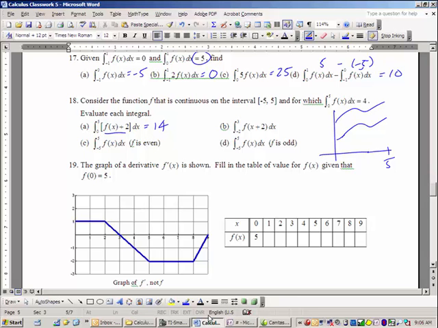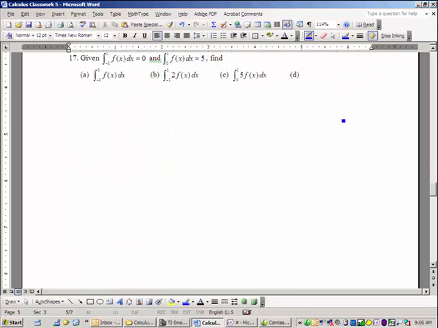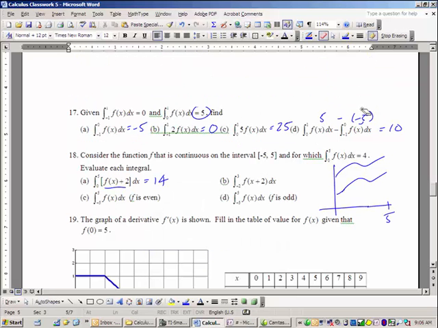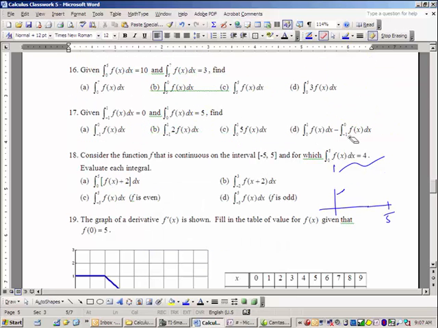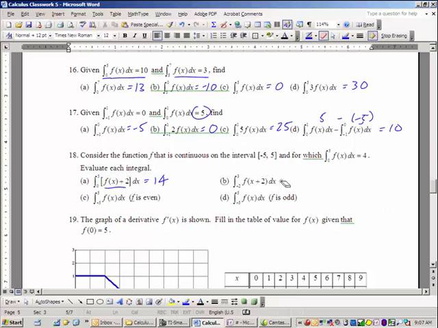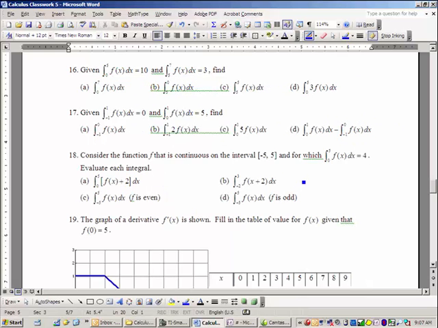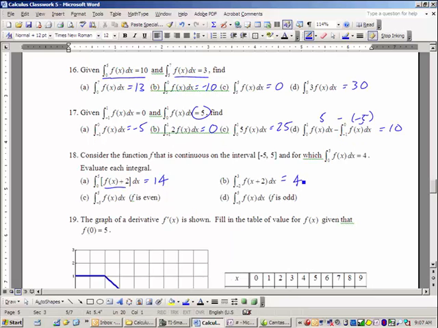All right, let's try to do B. Is B easy or hard? What does the 2 do in this case? It's like a horizontal shift. 4. It's 4, right? All we're doing is shifting the function back. And what do we do with the limits of integration? We shifted those back, right?